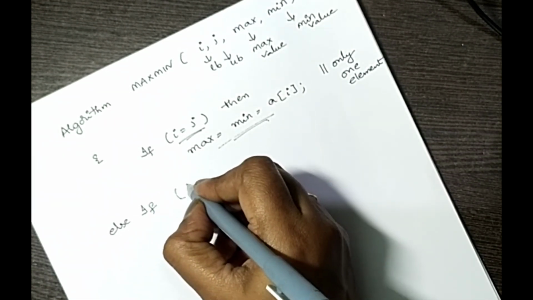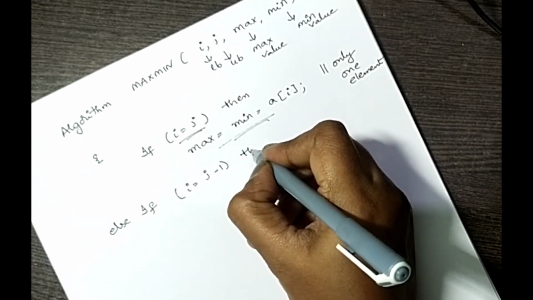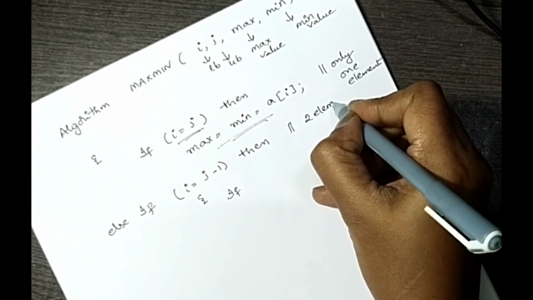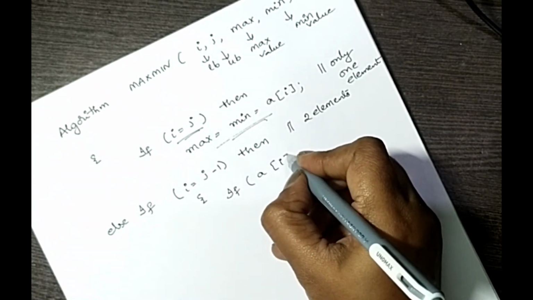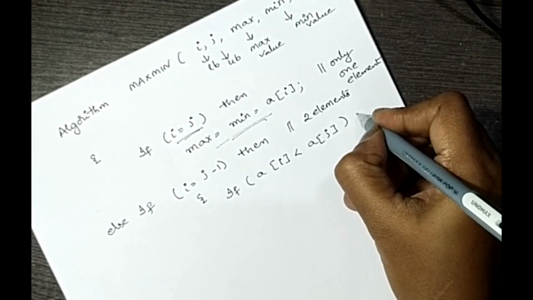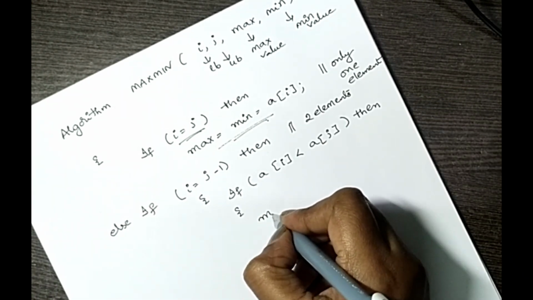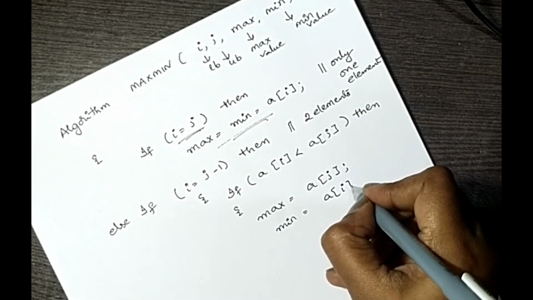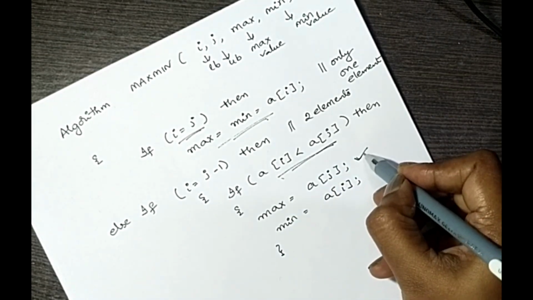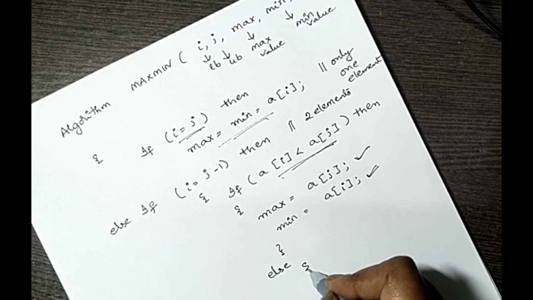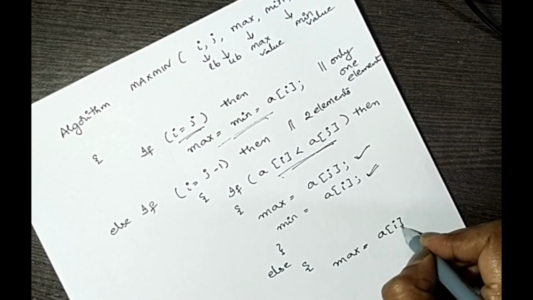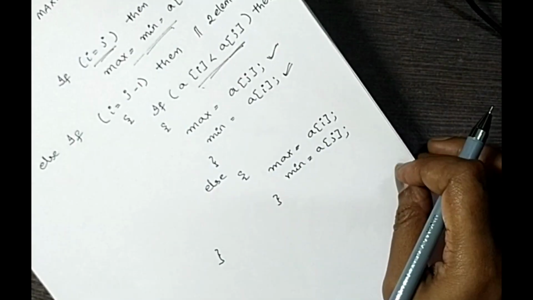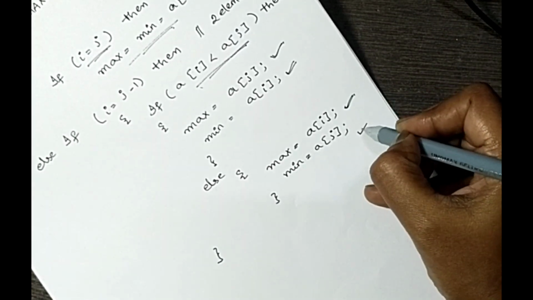Else if the list contains 2 elements, then i is equal to j minus 1. Then what we have to do? We have to compare those 2 elements to find out the maximum value and minimum value. If a of i is less than a of j, then max will contain the value of a of j, min will contain the value of a of i. Else, that means if a of i is greater than a of j, max will contain the value of a of i and min will contain the value of a of j. So we are comparing the two elements, and one will be maximum and one will be minimum.